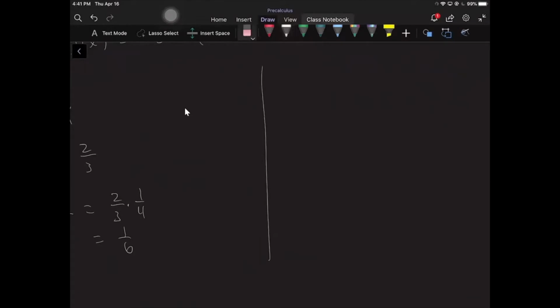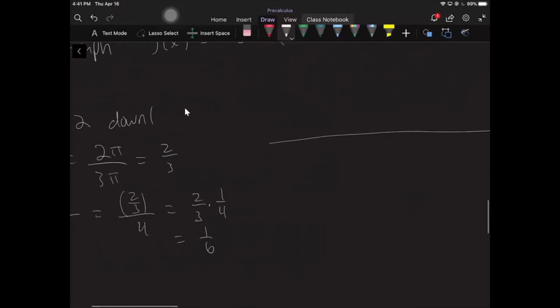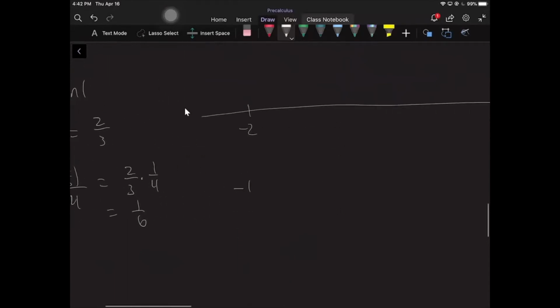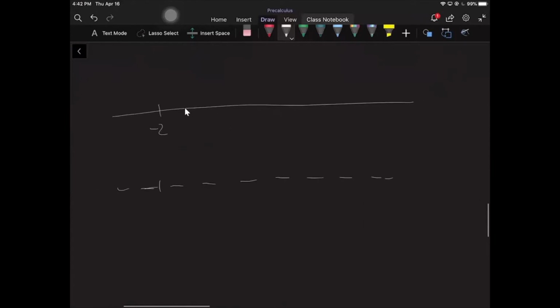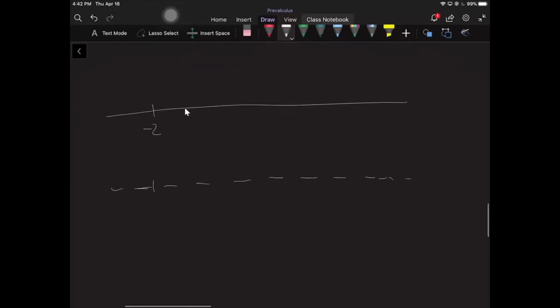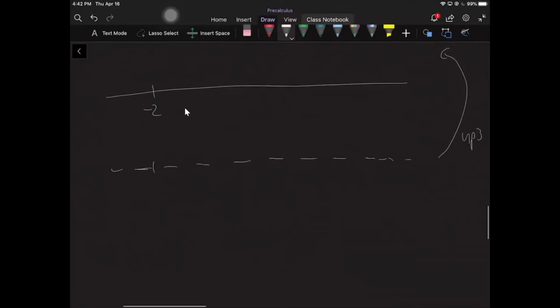Whoops, don't make the y-axis. So let's graph. I have to first go to -2, going left 2, and then I have to go down 1. At -1, that's my dotted line. It's my middle dotted line. Then I use the amplitude of 3 to go up and down 3 from there. So I go up 3. -1 plus 3 gets me to 2. And then I go down 3. That takes me to -4.